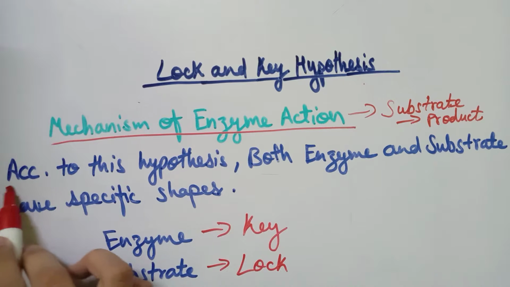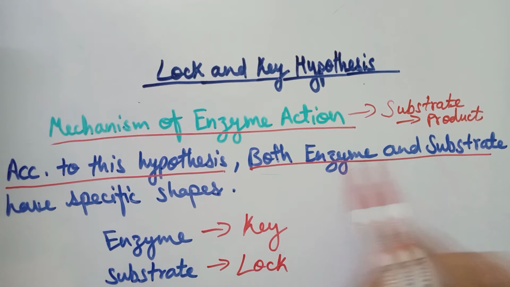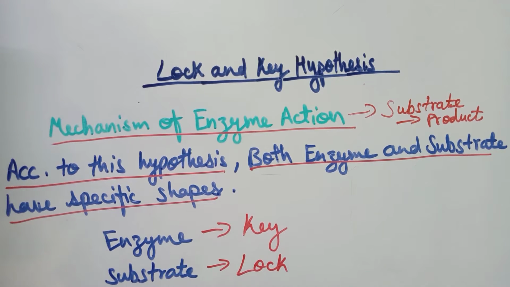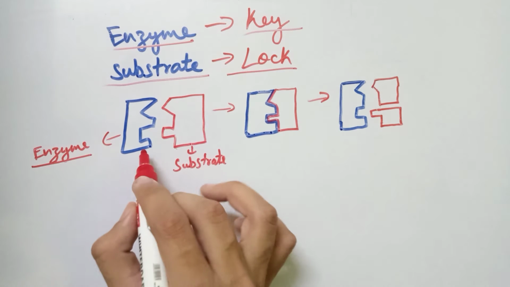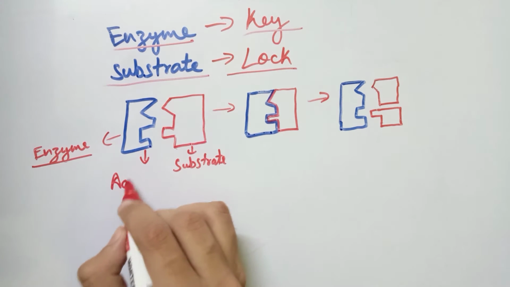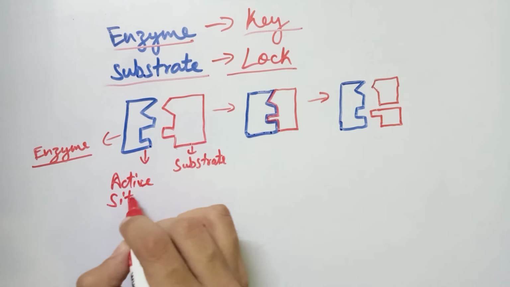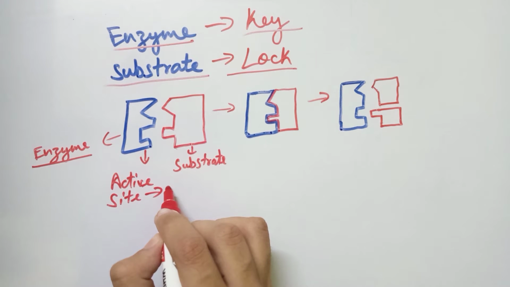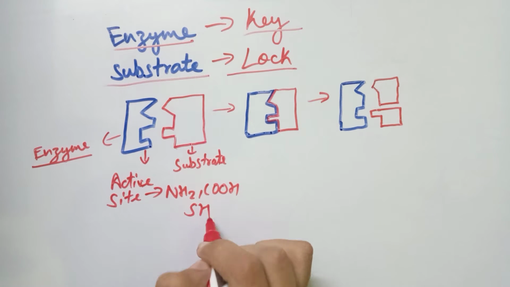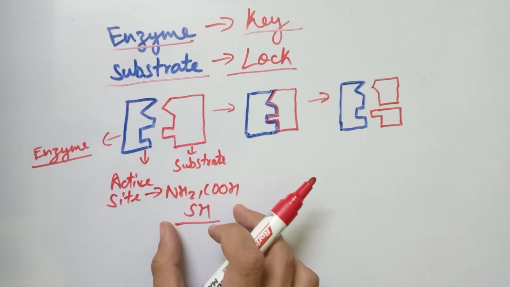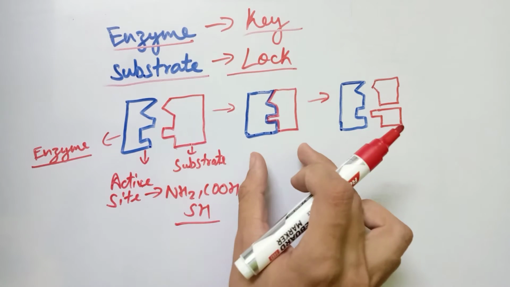As we all know, according to this hypothesis, both enzyme and substrate have specific geometrical shapes. The enzyme has the shape of a key and the substrate has the shape of a lock. So this hypothesis tells us that the enzyme has a certain active site. The active site of the enzyme is made up of special groups such as NH2, COOH or SH, which are specifically designed such that they can combine with the substrate to form the enzyme substrate complex.